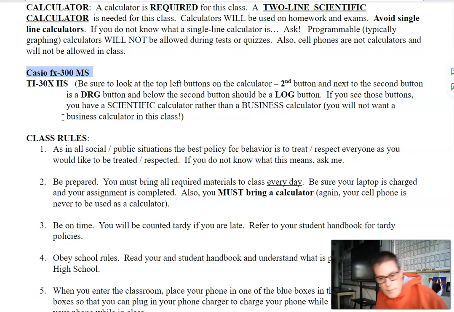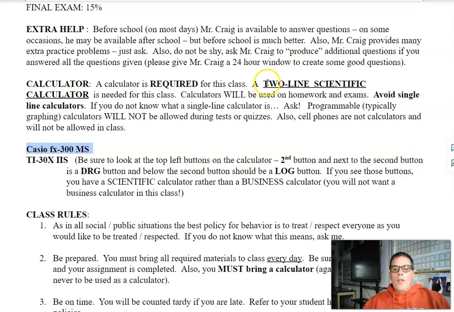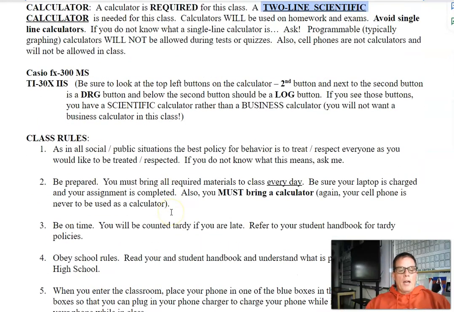but Casios are good as long as it's a 2-line calculator. So be sure to buy a calculator that is a 2-line scientific calculator. So don't buy a business calculator. Don't buy a 1-line calculator. All right, so I'm done with calculators.